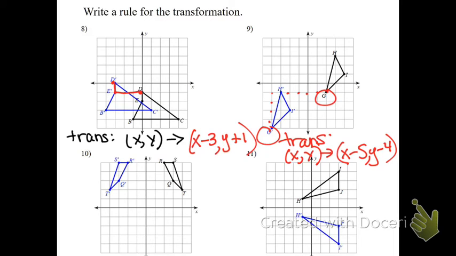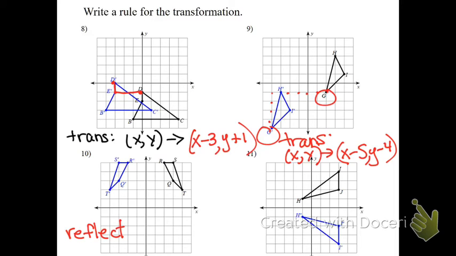But 10 and 11, they've changed direction. So those are not translations. Those are flips. If it flips over a line, you now have to call that the fancy word reflection. Okay? And you've got to figure out what line it flips over.